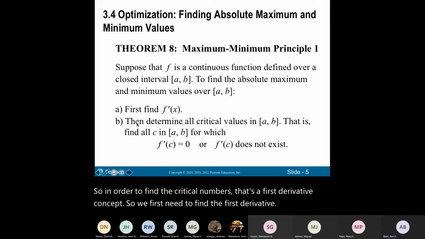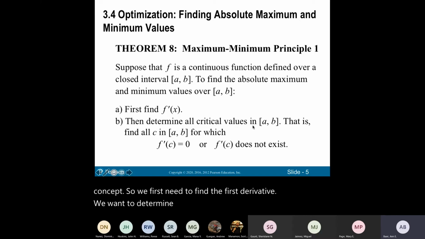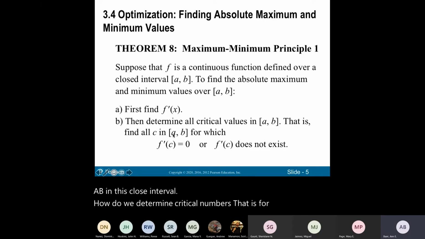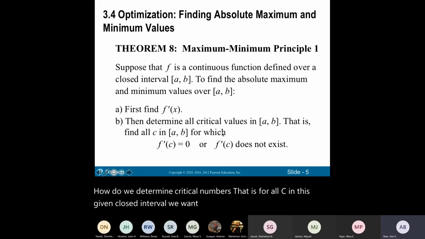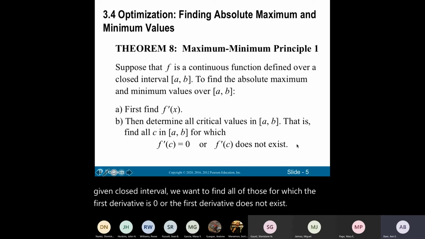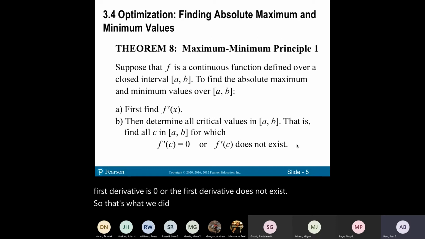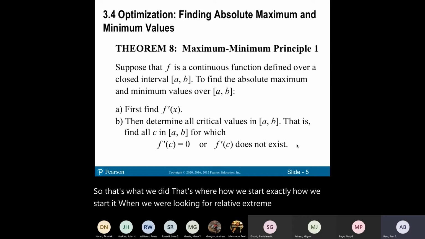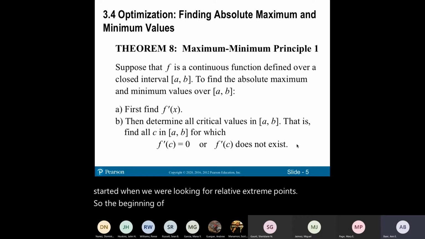Then we want to determine all critical numbers in [a, b], in this closed interval. How do we determine critical numbers? That is, for all c in this given closed interval, we want to find all of those for which the first derivative is 0 or the first derivative does not exist. So that's how we start, exactly how we started when we were looking for relative extreme points. So the beginning of the process is exactly the same.